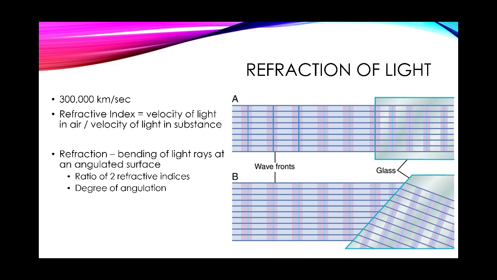So refraction is basically defined as the bending of light rays at an angulated surface on a particular medium. Take note, if the refractive index is higher, because normally it is 300,000 divided by 300,000, the numerator is the speed of light in air versus the denominator, the speed of light in air. 300,000 divided by 300,000 is 1. So 1 is a basic refractive index.